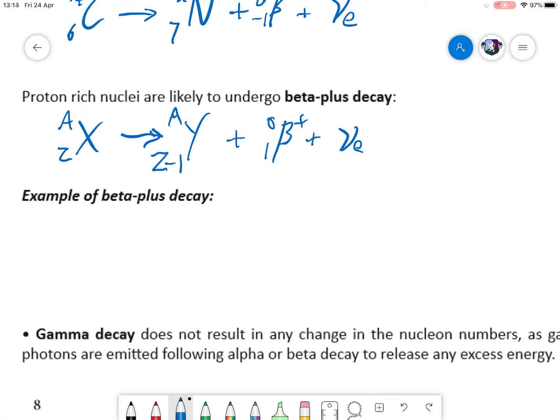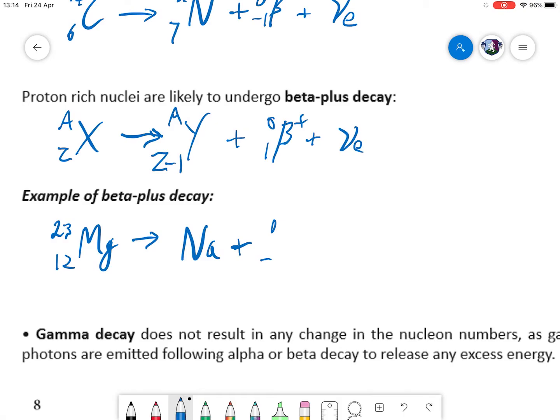So as an example, we can look at magnesium, which has been given a mass number of 23 and an atomic number of 12. Now this will decay into sodium, and we'll also have decay products. Now this is what it would look like in the exam already.